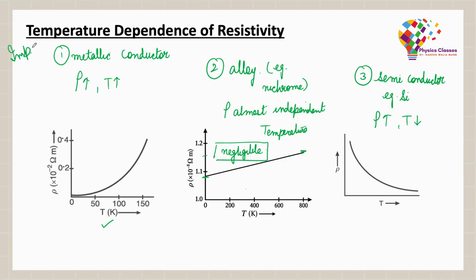All these three graphs are very important. We can ask you to draw the graph for a metallic conductor, draw the graph for an alloy or a semiconductor. These graphs are there in your NCERT textbook. So do learn them for your CBSE exam.